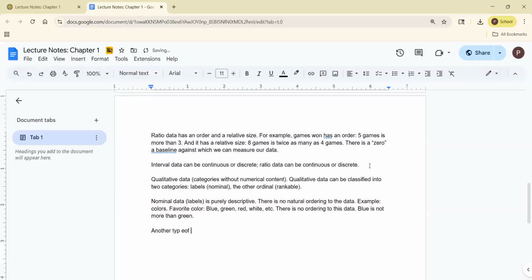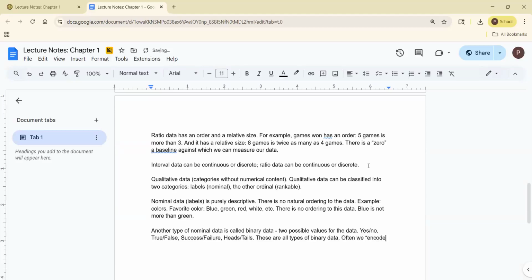Another type of nominal data that we're going to work with a lot is called binary data, which means two possible values for the data. Yes, no is binary data. True, false is binary data. Success, failure, or heads, tails. These are all types of binary data. There are two possible values for the data. There's no such thing as yes, no, maybe in binary data.